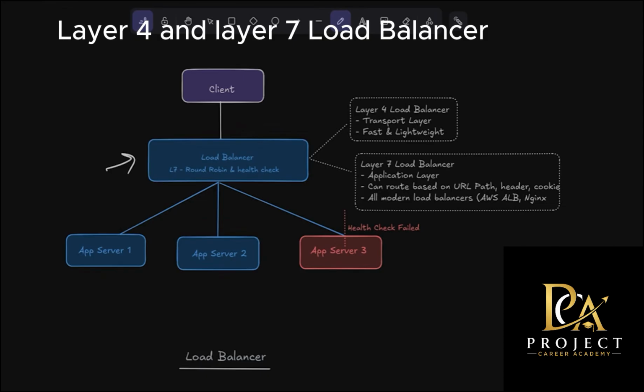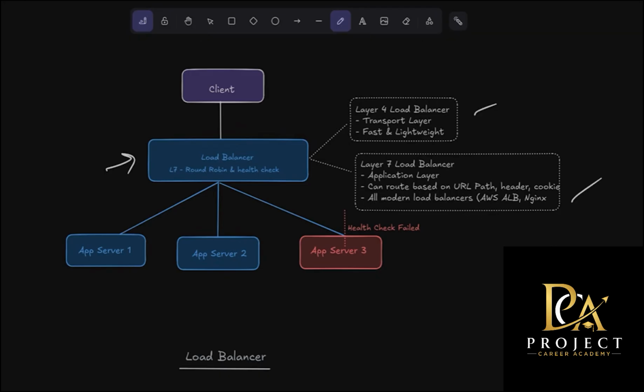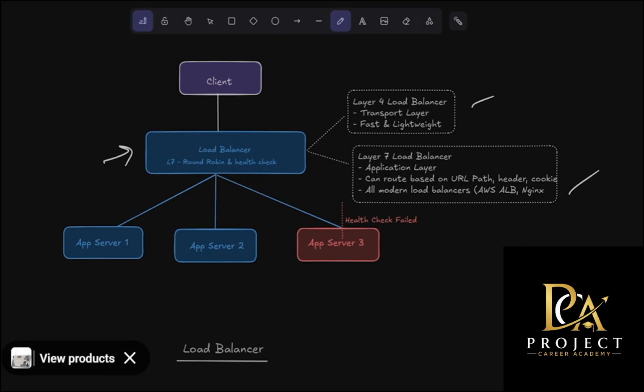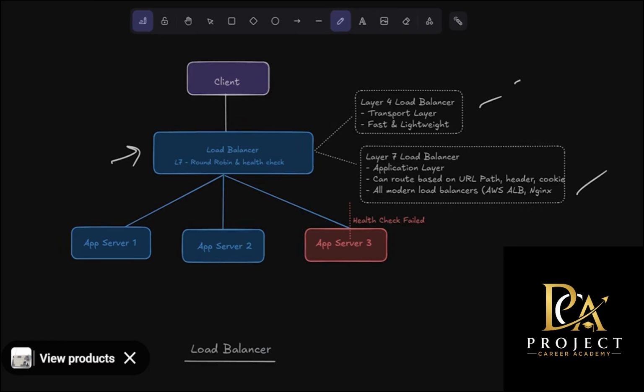Layer 4 load balancers operate at the transport layer. They make routing decisions using IP address and TCP port. They do not inspect the actual contents of the request. This means they would not know which API is being called, which user is making the request, or whether the request is for an image or for a video. Because they inspect less information, they are faster, more lightweight, and very efficient. But of course, because they are inspecting less information, they are less intelligent as well.